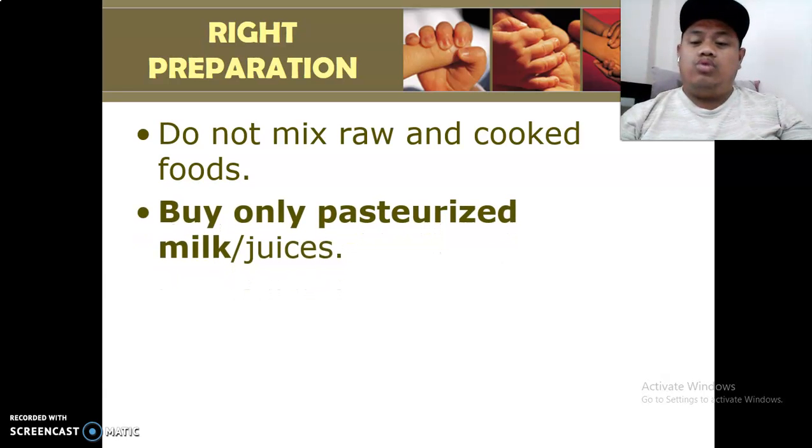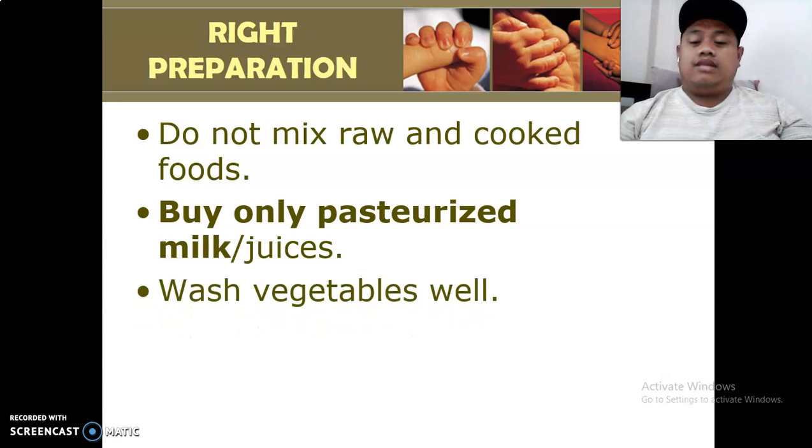Another one is that you only buy pasteurized milk or juices. Only buy pasteurized milk or juices, not milk that comes directly from the cow, or carabao's milk directly coming from the farm. It has to be pasteurized.